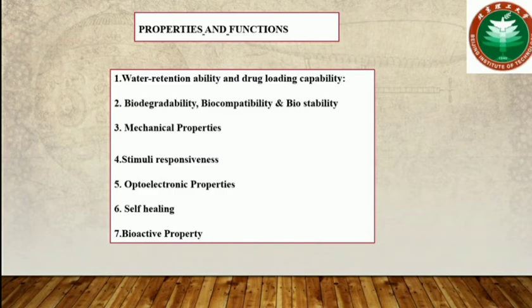The next property which I am going to explain is mechanical property. The conventional polymer hydrogel having covalent cross-linkage is often brittle, having poor transparency and lacks the ability to self-heal.